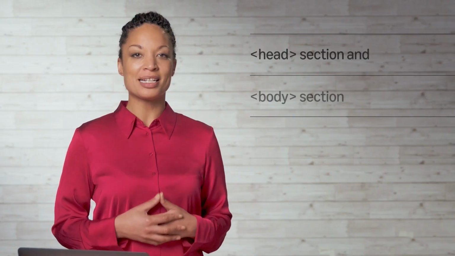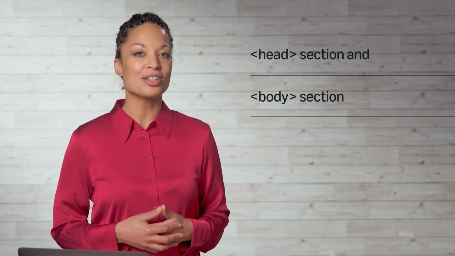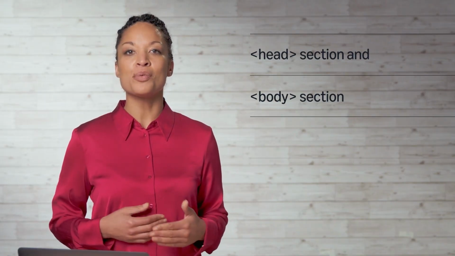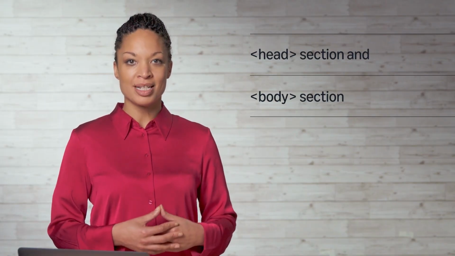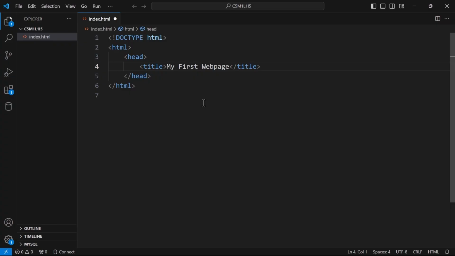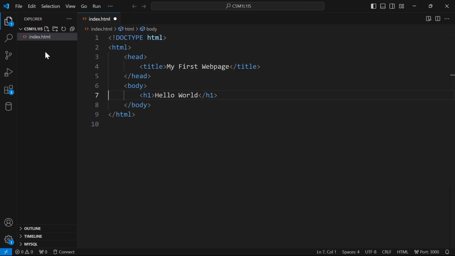Next up is the body section. The body section is where your web page's visible content lives. Everything you want your users to view will go here: text, images, buttons, or videos. Below the /head tag, enter the body tag, and notice the /body tag is automatically inserted. For instance, here the h1 tag displays Hello World as a text with certain pre-formatted attributes such as font size.